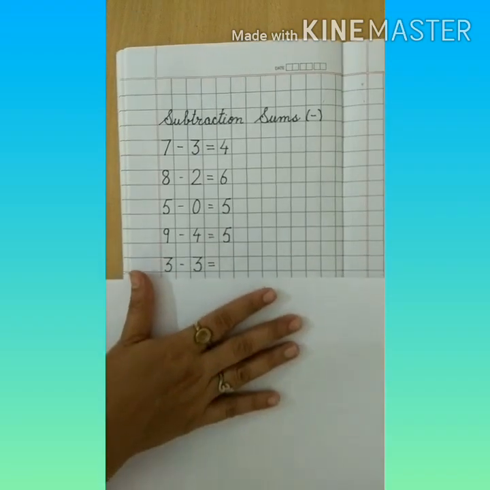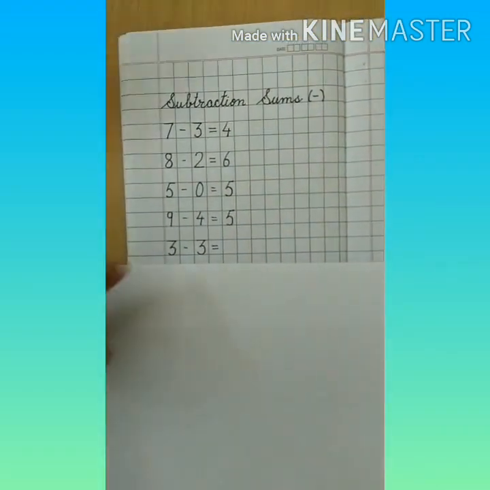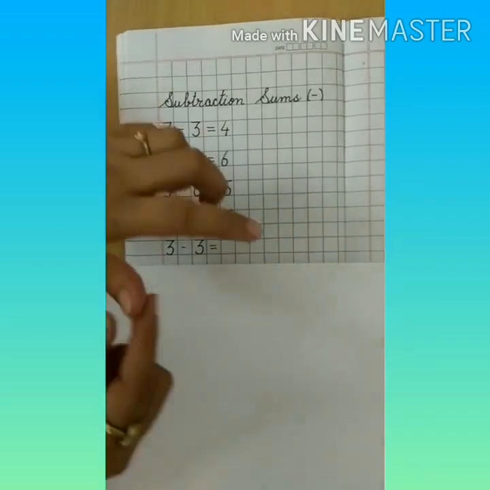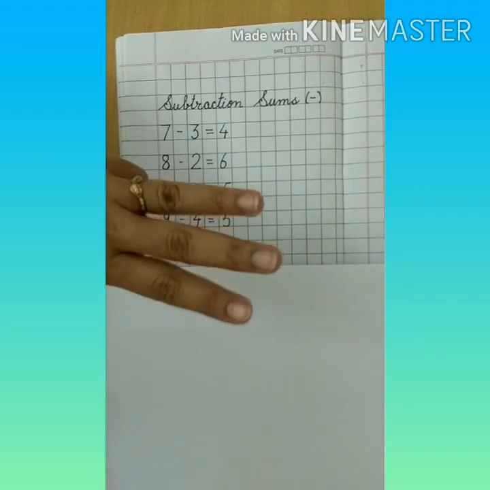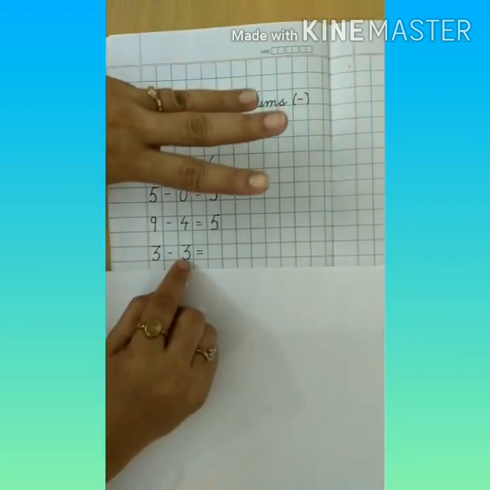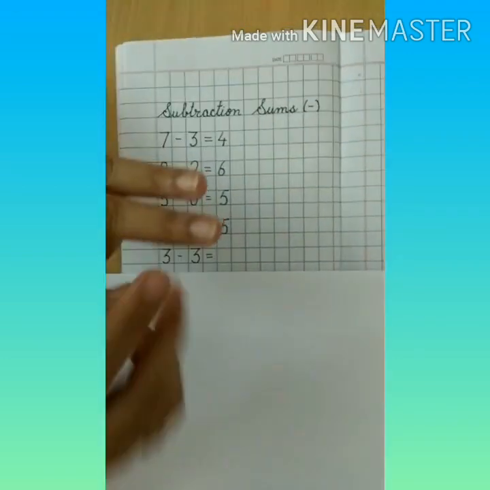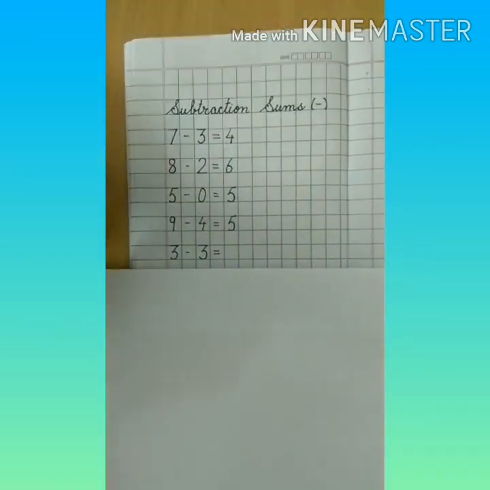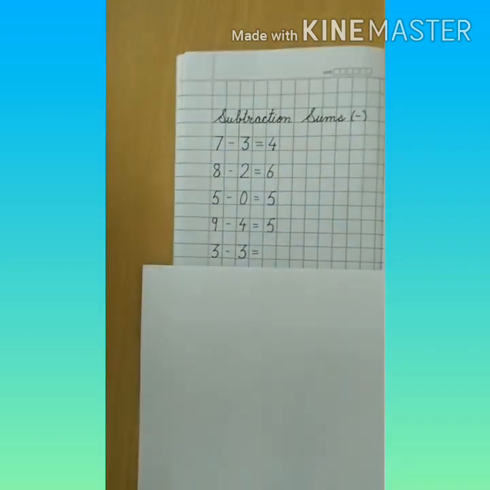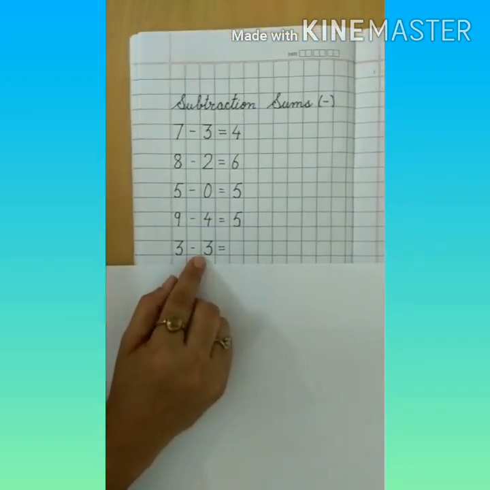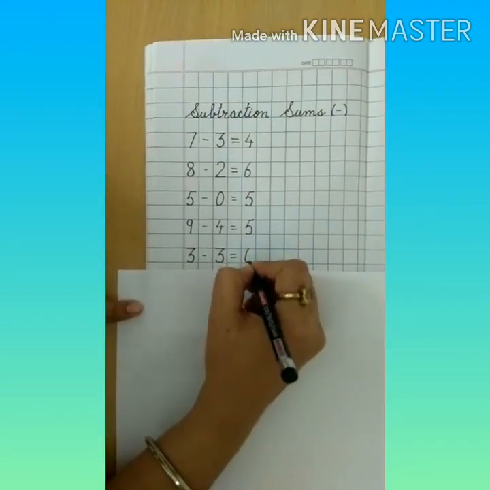Next is 3 minus 3. We will raise 3 fingers. 1, 2, 3. And we have to minus 3. So we will put down 3 fingers. 1, 2, 3. How many fingers are left? Nothing. So 3 minus 3 equals 0.